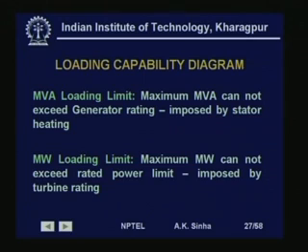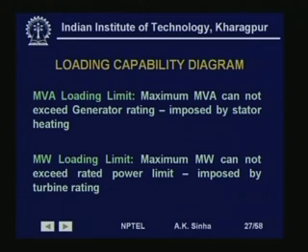Why? It simply depends on the maximum current that can be allowed, because if we allow more current than the rated value, the heating is going to be much more than the cooling which is provided, and therefore the temperature will keep rising and the machine may burn out. Therefore, this MVA loading limit is based on the current or the heating limit which is permissible by the design.